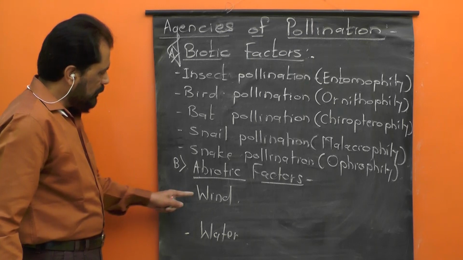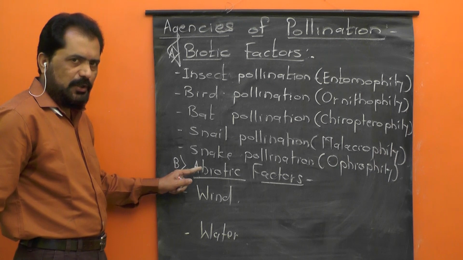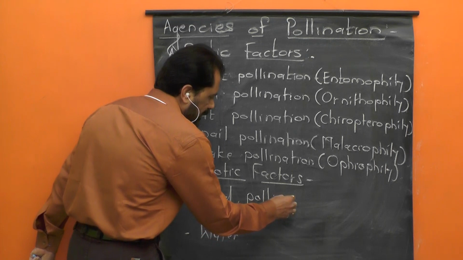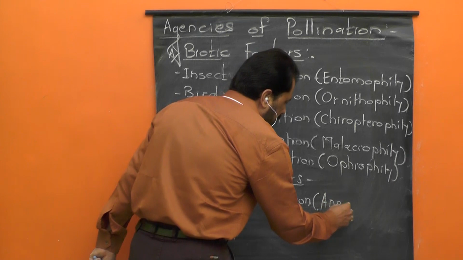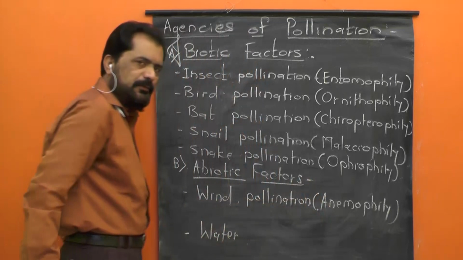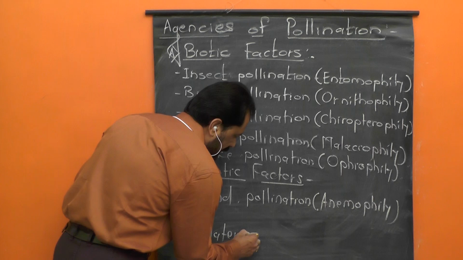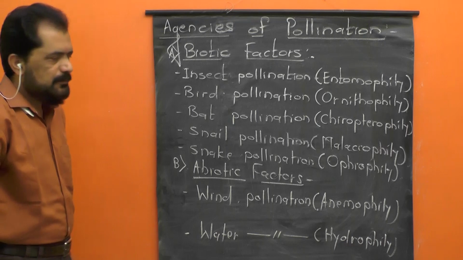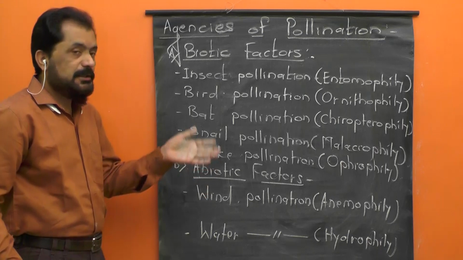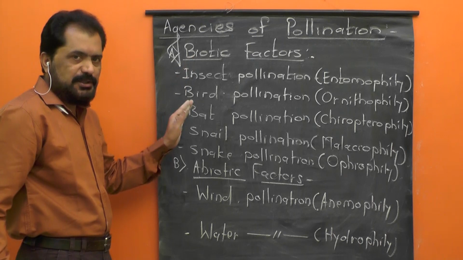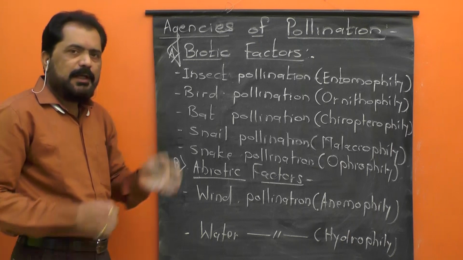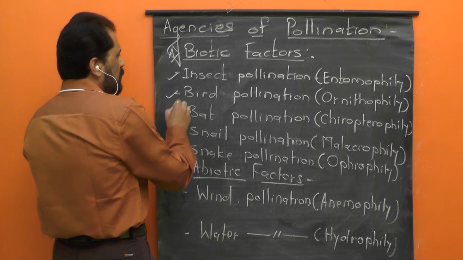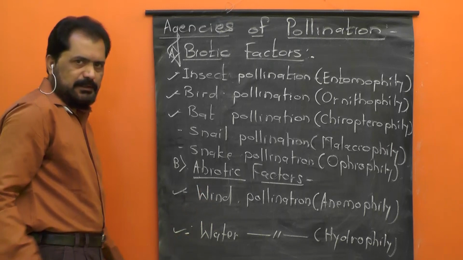Now, wind and water, you know, these are abiotic factors, non-living factors. When pollination is carried out with the help of wind, it is called wind pollination, or it may be known as anemophily. Anemos stands for the wind. And when pollination is carried out with the help of water, it is known as water pollination or hydrophily. Here I have again mentioned the types of pollination based upon the different agents which bring about that pollination. Now we have to study in detail about entomophily, ornithophily, chiropterophily, anemophily and hydrophily. Okay, so let us start the study one by one.